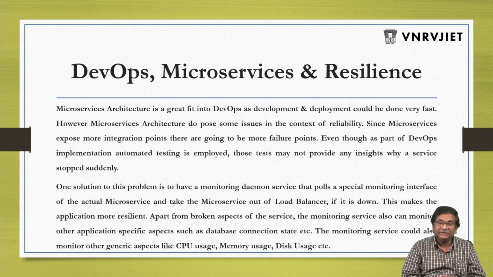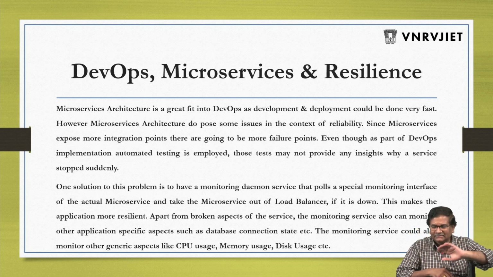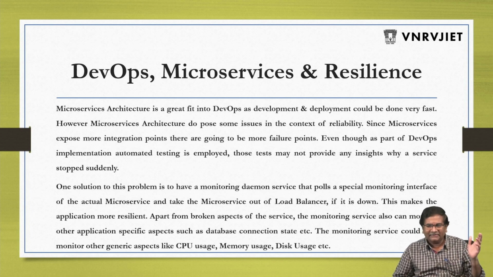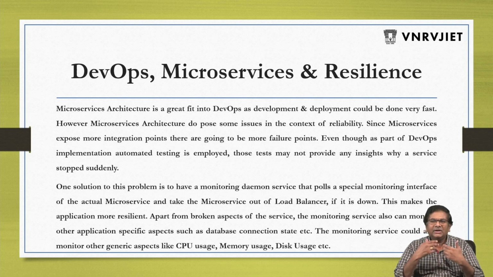Microservice architecture is a great fit for DevOps as development and deployment can be done very fast. However, microservice architecture does pose some issues in the context of reliability. Since microservices expose more integration points, there are going to be more failure points, obviously. Even though automated testing is employed as part of DevOps implementation, those tests may not provide any insight into why a service stopped suddenly. There are several microservice instances all running, and let's say one service is down. You have tested all the services thoroughly, integration, end-to-end, component, everything is done. But suddenly something is down, and those tests can't tell immediately why. So you have to figure it out.